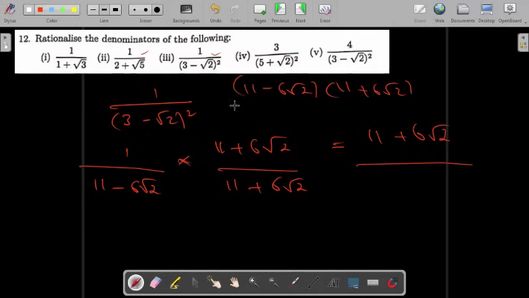Let me even use a different color. So you're multiplying 11 by 11, you get what? That's 121, right? Okay, guys, are we still here? Yes, it's 121. Okay, then the 11 by the 6, that's 66, right? So you get plus 66 root 2. You do the 11 by there, you get again negative 66 root 2.